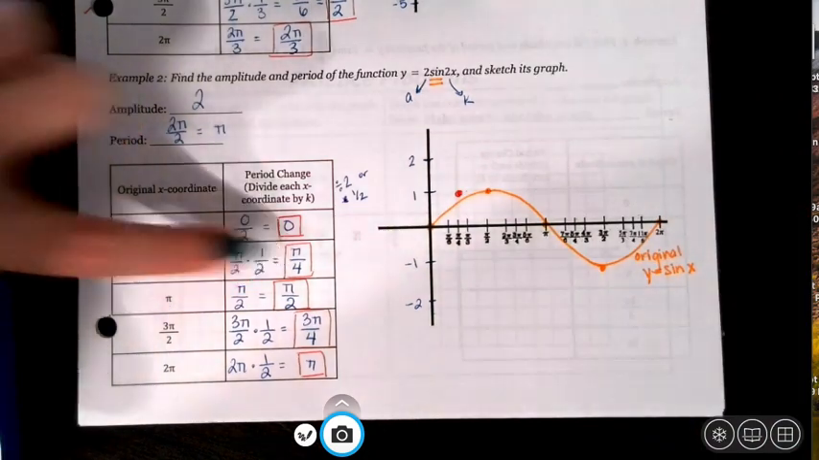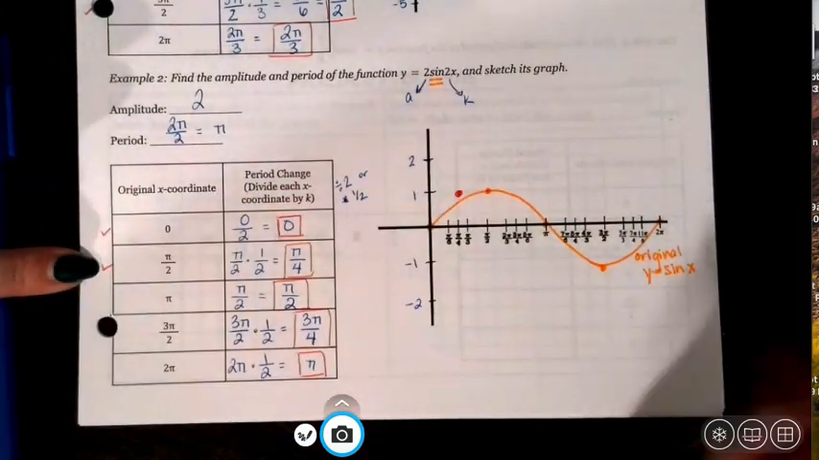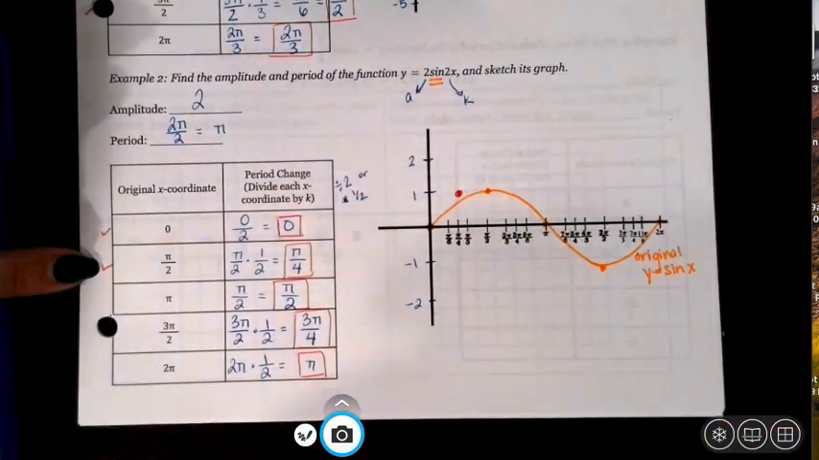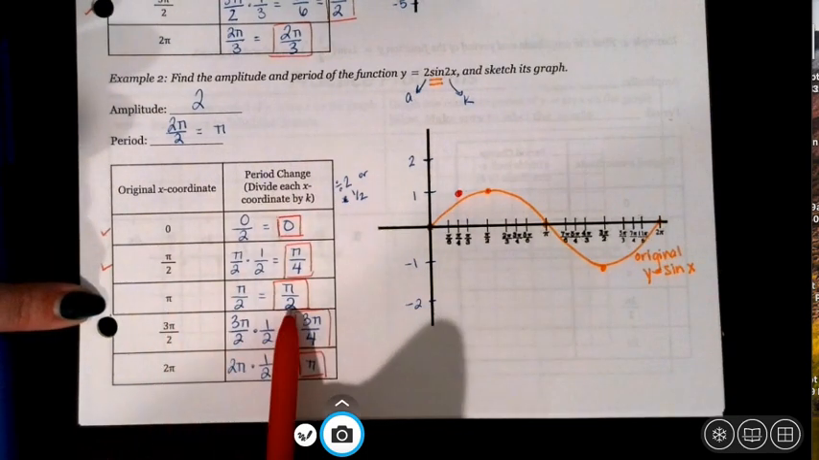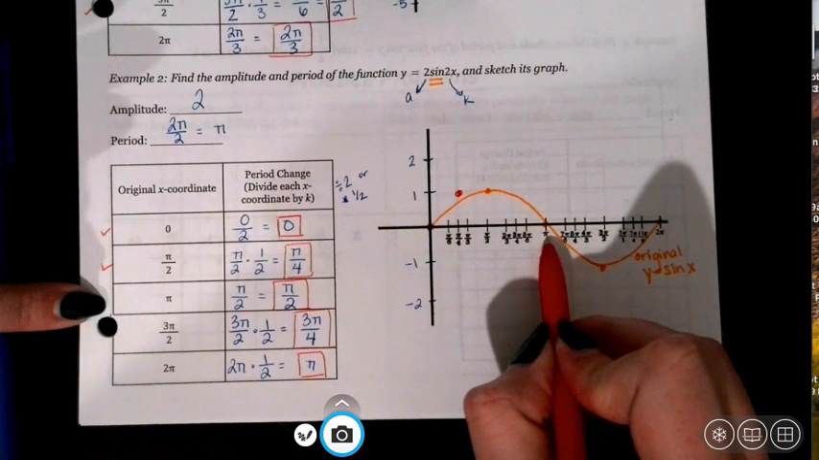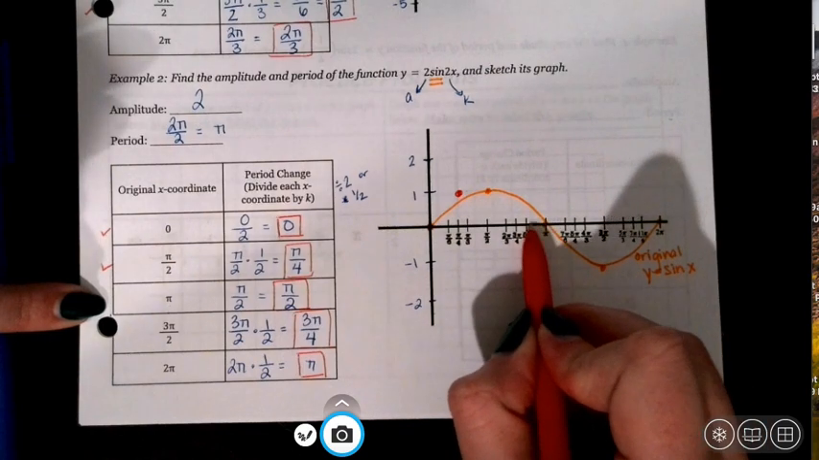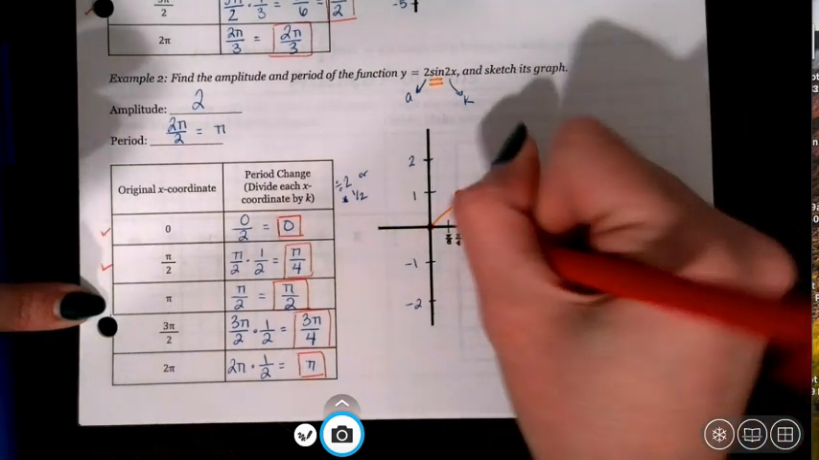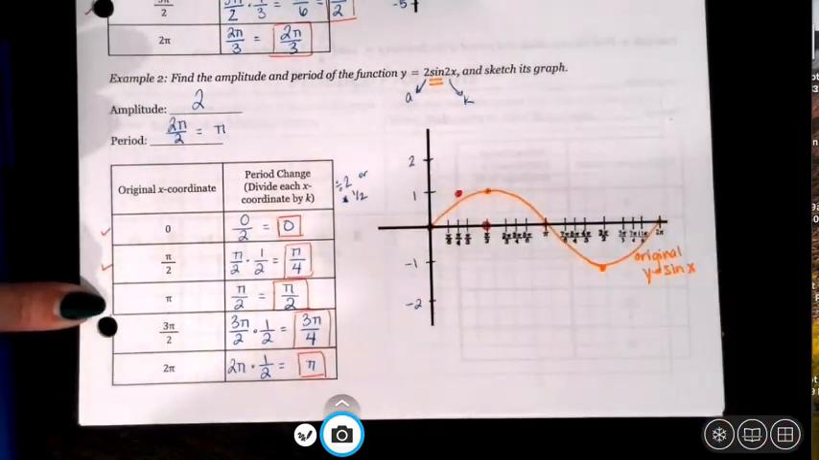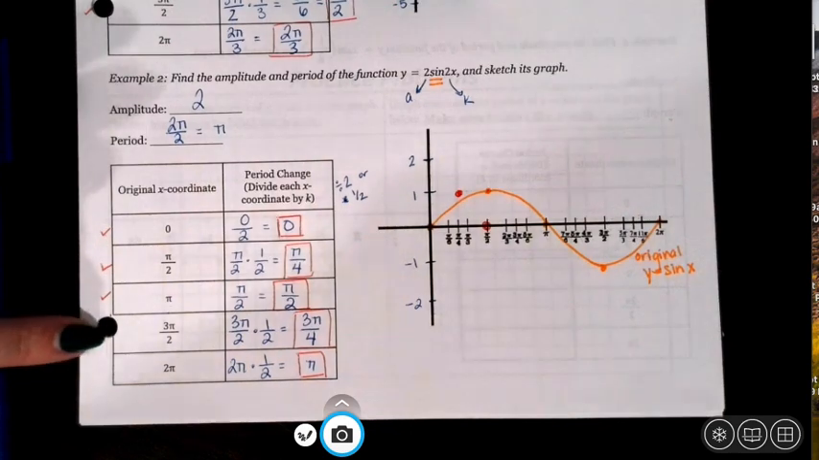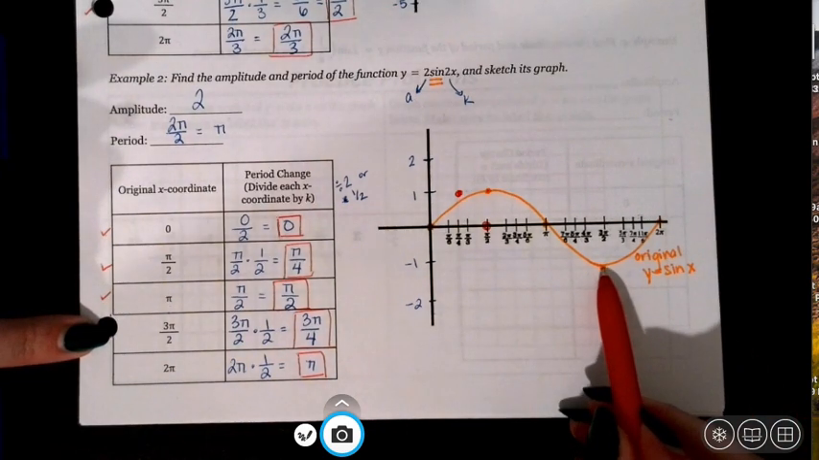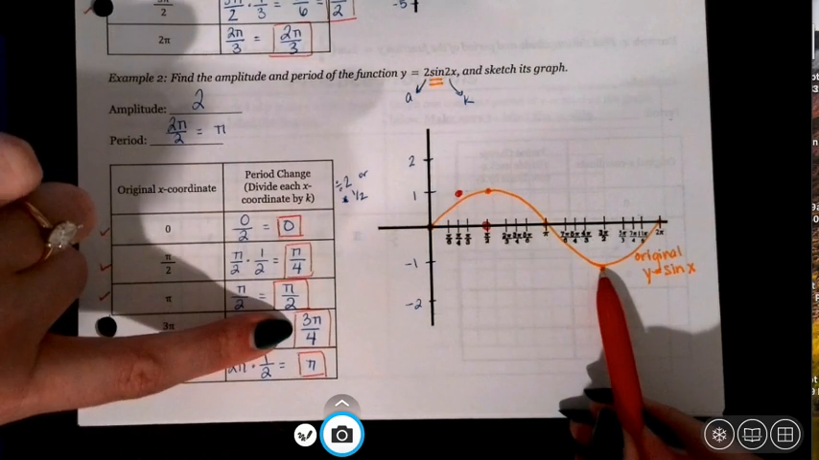Pi over 4. So I have 2 points. I do have this one, you just can't see. My next point was at pi, and I'm shifting it to pi over 2. So this point was at pi, and I'm shifting it to here at pi over 2. Then I have 3 pi over 2, and I'm shifting it to 3 pi over 4.